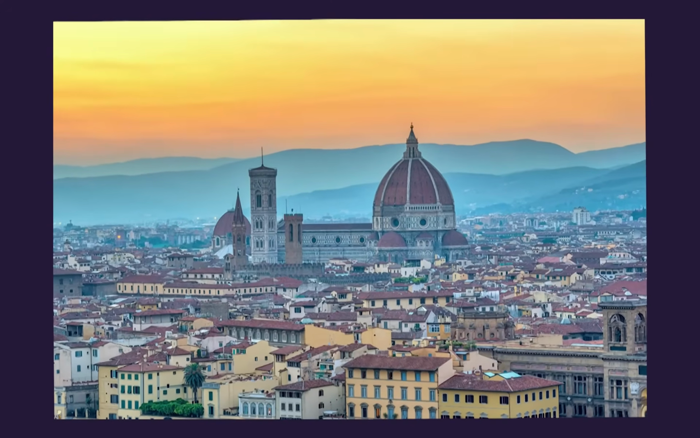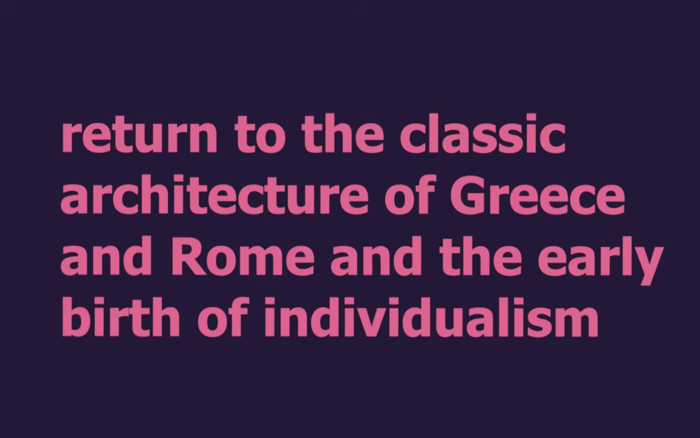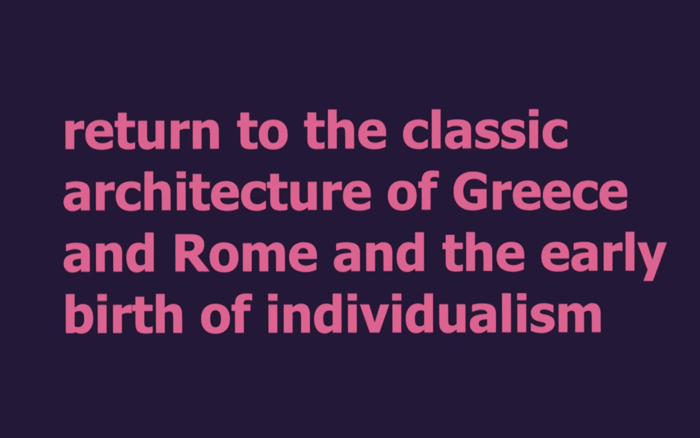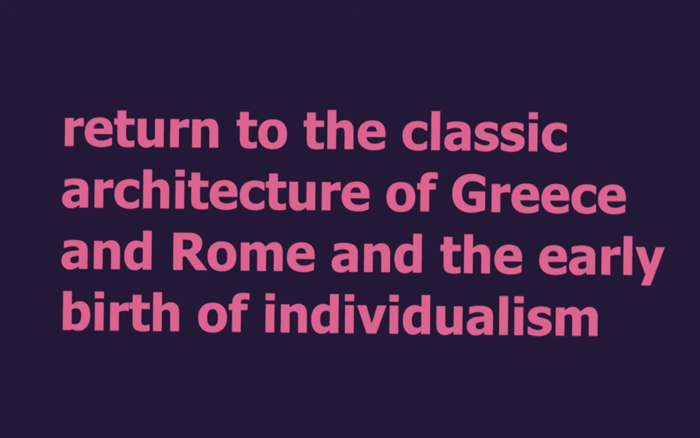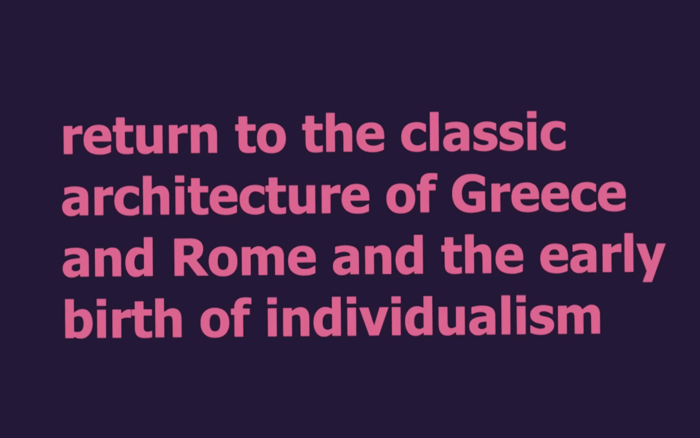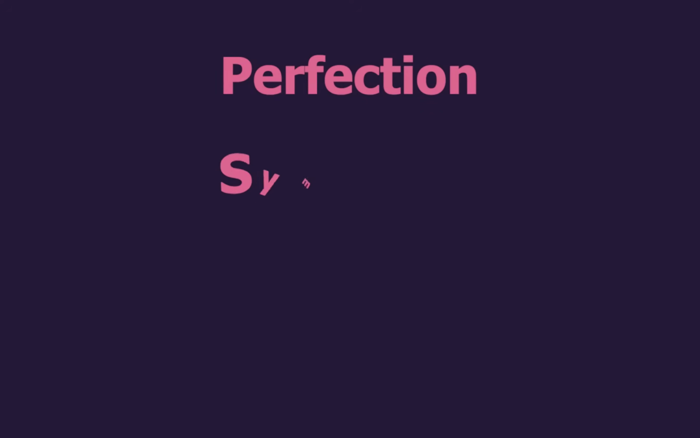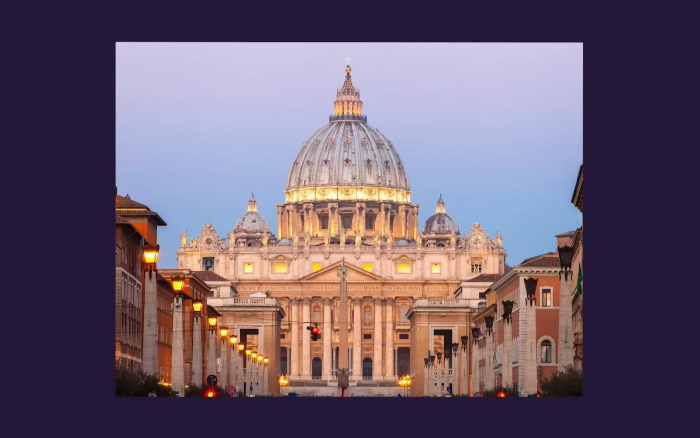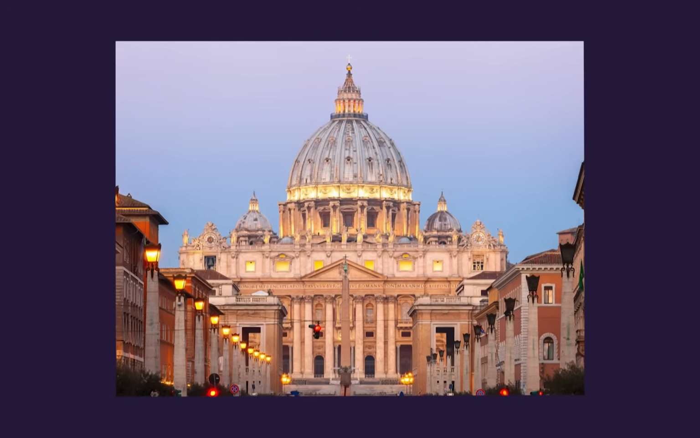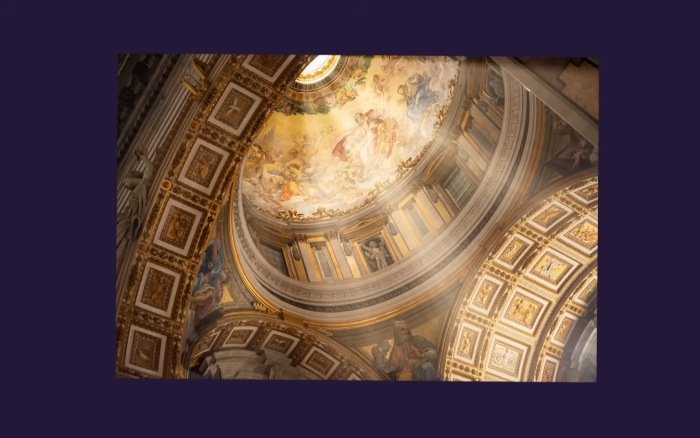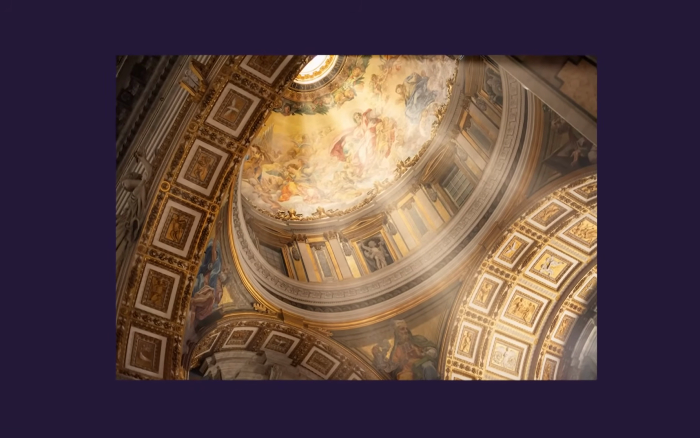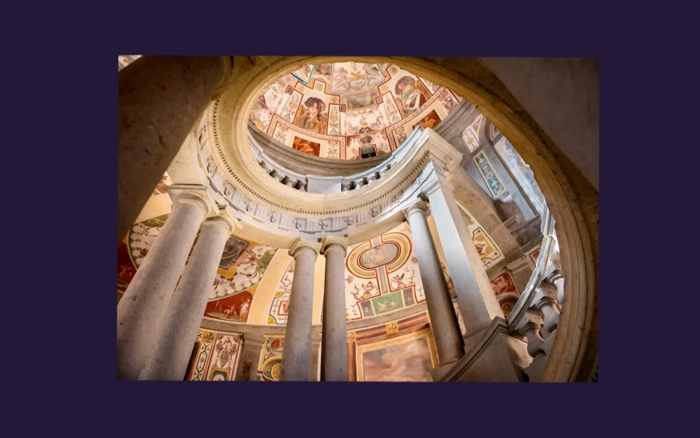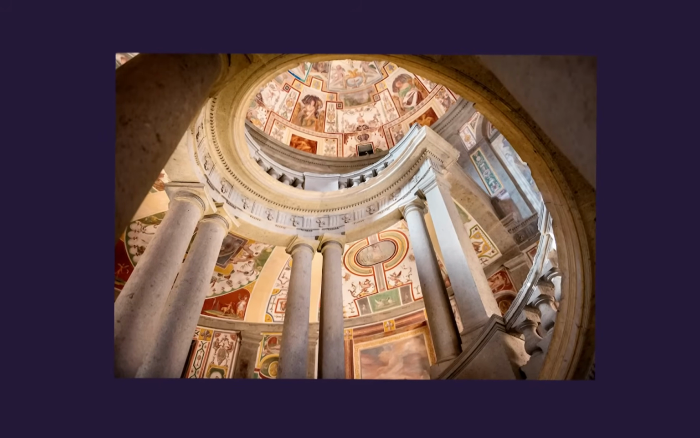The Renaissance is characterized by a return to the classic architecture of Greece and Rome and the early birth of individualism. Architecture of the Renaissance is characterized by its perfection, symmetry, geometry, and proportion. Columns are orderly arranged and gardens have formal landscapes. Arched openings are used, as well as hemispherical domes, vaulted ceilings, and stone flooring.